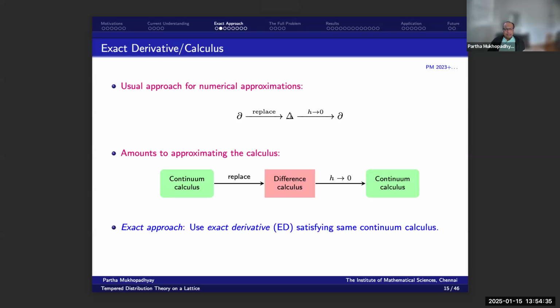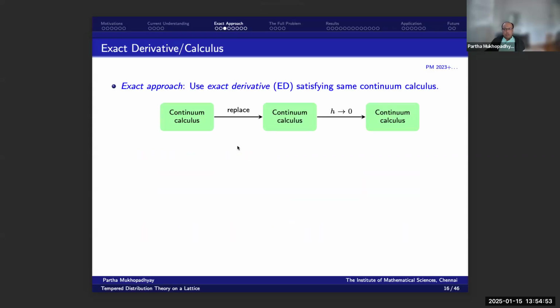Now, suppose we are on a lattice, but we use a different derivative. That derivative satisfies all the rules of the continuum calculus. Let me call it an exact derivative, or ED in short. If we use an exact derivative in the lattice calculation, then how does the picture change? There is no change in these steps, because always we are using continuum calculus only.